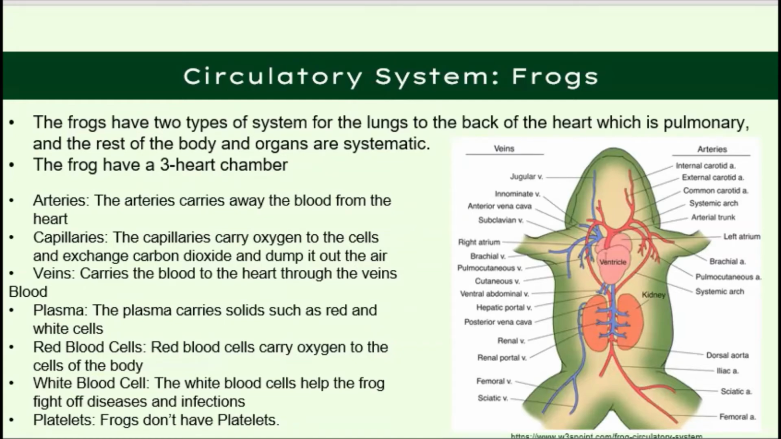Frogs have two types of systems: pulmonary, for the lungs, and systemic, for the rest of the body and organs. The frogs have three-chambered hearts.